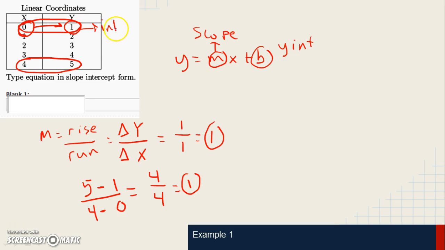So we've already found the slope. Now we've got the y-intercept. Now let's put it all together. Y equals, our slope is 1 times x, and our y-intercept is a positive 1, so we're going to write plus 1. And then remember, we can simplify this equation because 1 times x is just the same thing as x plus 1. So I'm going to go over here and type it in. Y equals x plus 1.